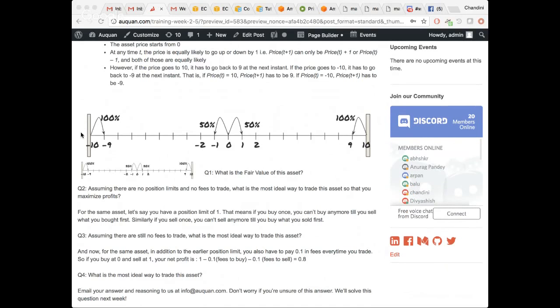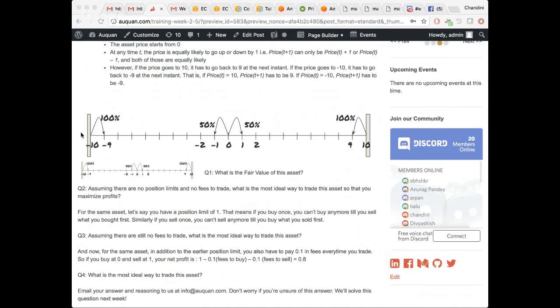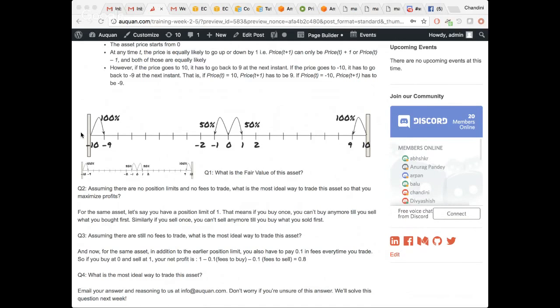So now the next question was, assuming there are no position limits and no fees to trade, what is the most ideal way to trade this asset so that you maximize profits? So now I'm not looking for code here. You just have to give a logic on how you would go about trading this asset. So you can think about it like this: if it is at 0, the expected value of trading at 0 is 0, right? Because the expected value of the stock is 0 and you're at 0, so it doesn't make sense to trade at 0 at all.